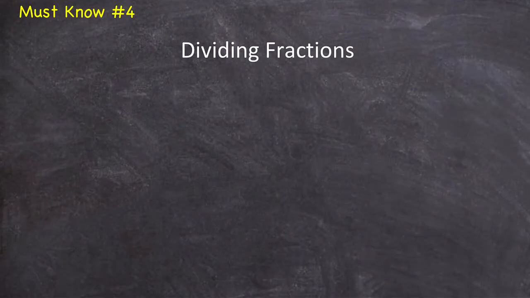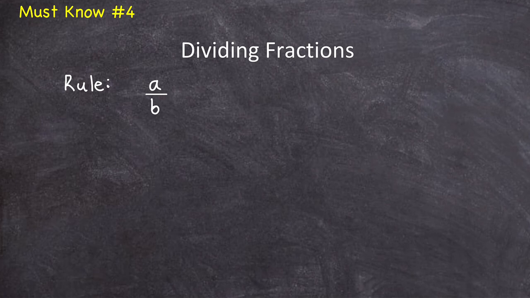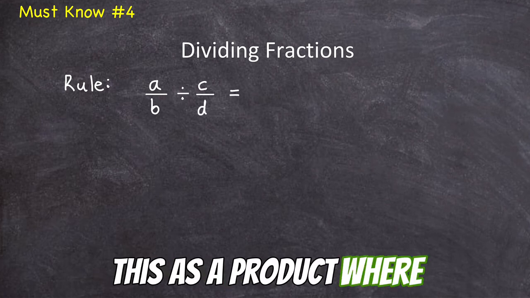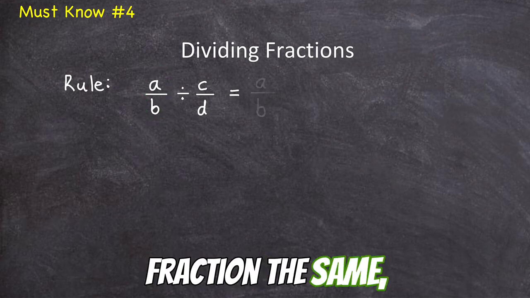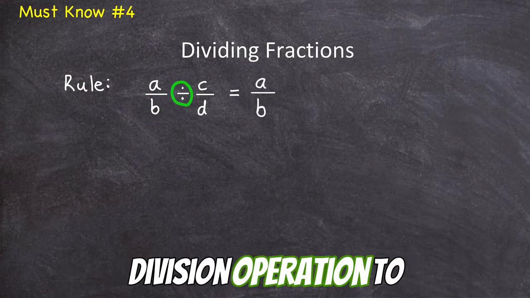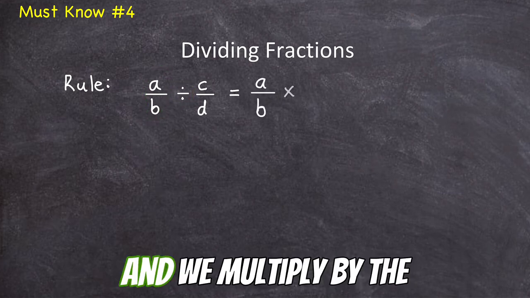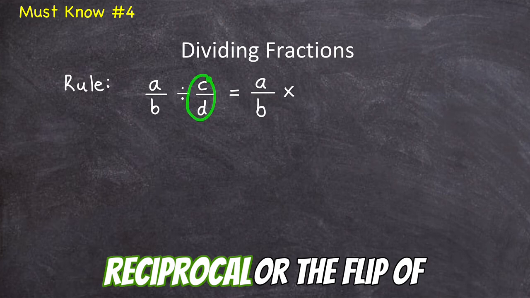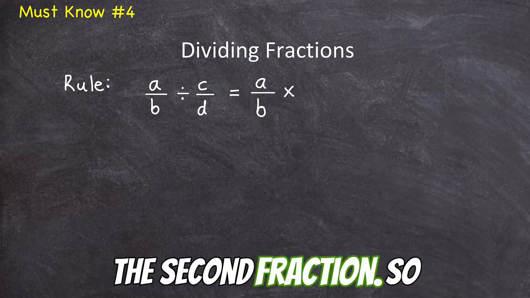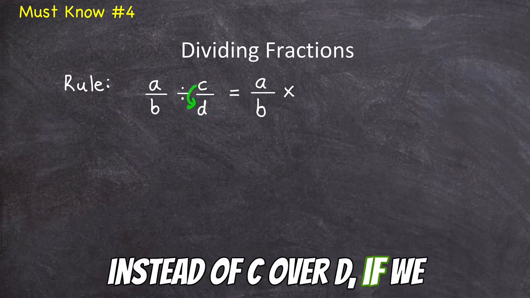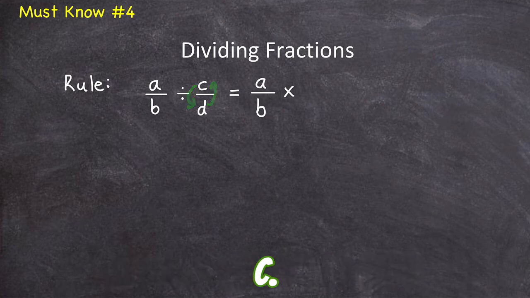Must know number 4, dividing fractions. The rule for dividing fractions is that if you have the fraction a over b being divided by the fraction c over d, we can actually rewrite this as a product where we keep the first fraction the same, but then we change the division operation to multiplication, and we multiply by the reciprocal, or the flip, of the second fraction. So instead of c over d, if we flip it, it becomes d over c.